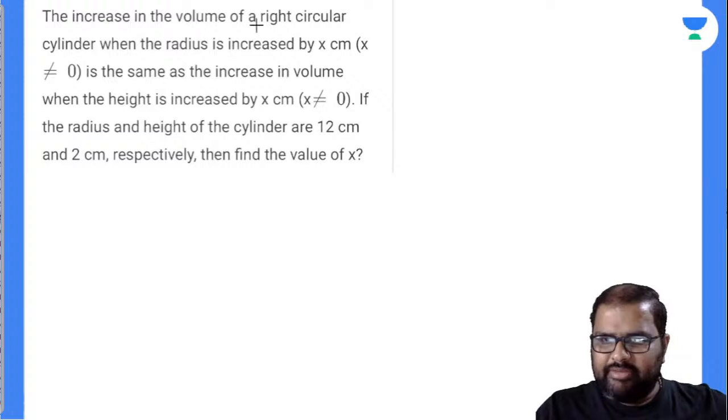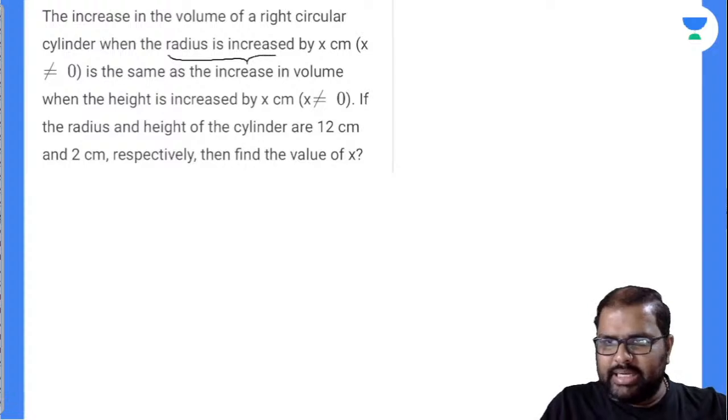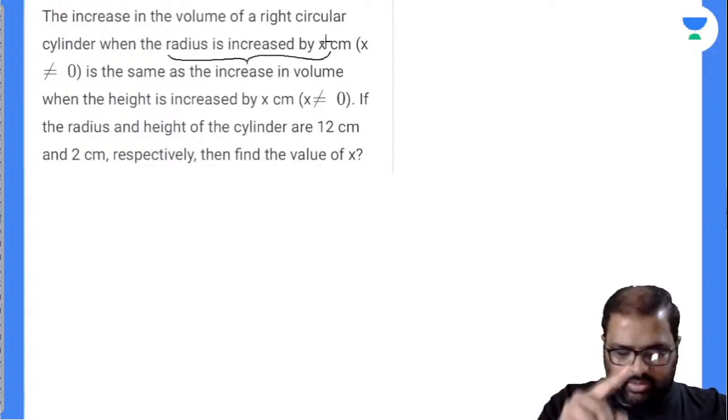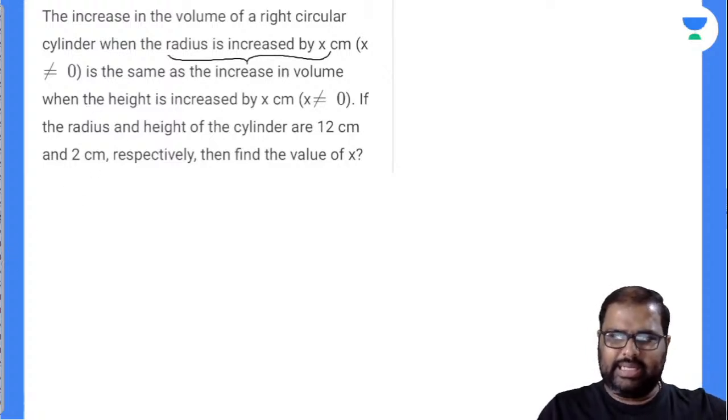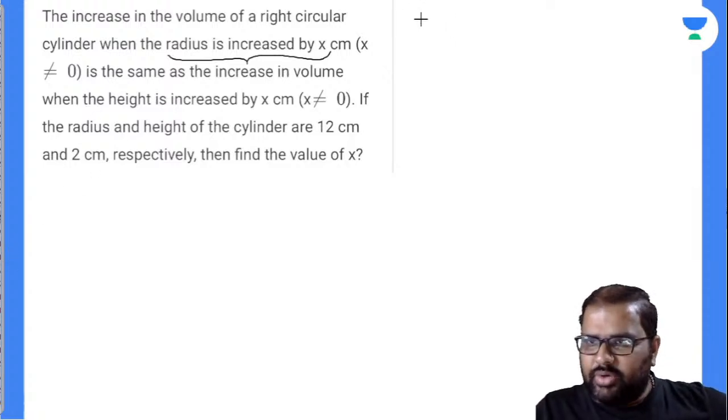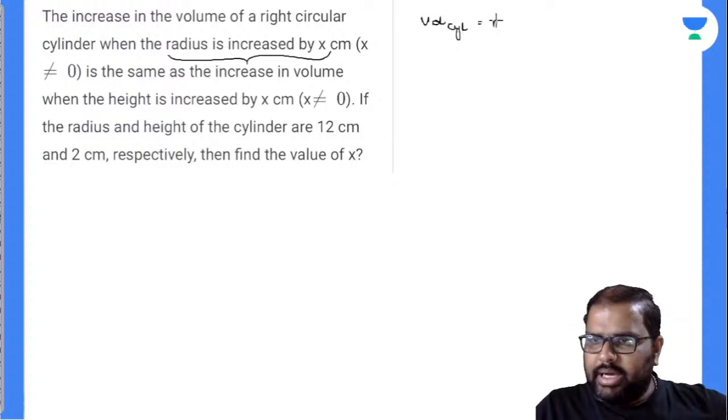The increase in volume of a right cylinder when the radius is increased by x centimeter, x is not equal to 0, is same as the increase in volume when the height is increased by x centimeter, it seems. First of all, what is the volume of the cylinder? Write down the formula. Volume of the cylinder is nothing but equal to pi r square h.